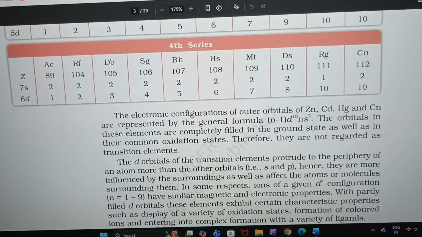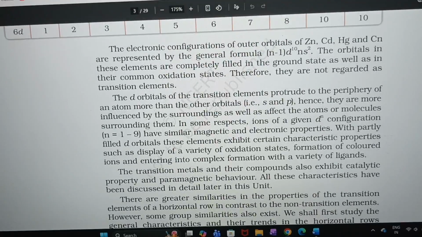So this is the same thing they're saying, that zinc, cadmium, mercury and copernicium are completely filled in the ground state, as well as the common oxidation state, that is +2. So don't consider them as transition elements. Then the d orbitals of the transition elements protrude to the periphery of an atom. Basically they're saying that d orbitals are towards the border of the atom. So at the border, what will happen? They'll easily influence or interact with the surrounding molecules, and they can also get influenced by them, because they're at the border, they can have more contact with the surroundings.